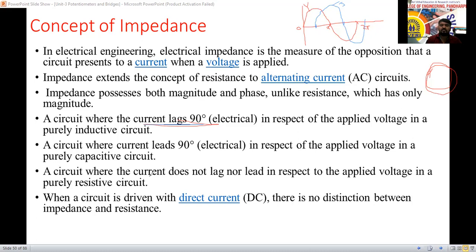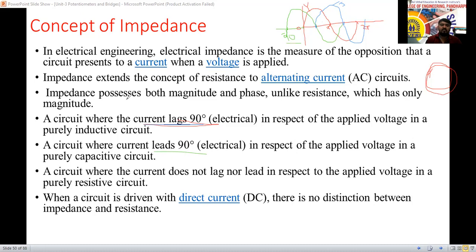Next, for the capacitive circuit, what will happen? The current leads. Leads means it starts before 0. That is called minus 90 degrees. Here it is plus 90, so on this side it is minus 90, and the current starts first. That is called the current leads the voltage by 90 degrees. Current leads the voltage by 90 degrees.